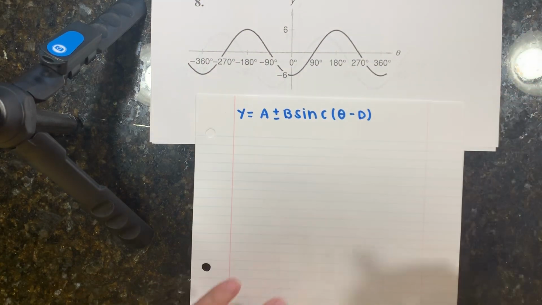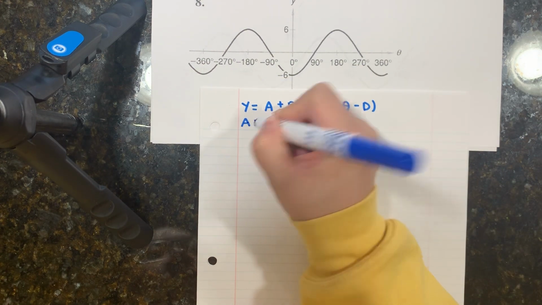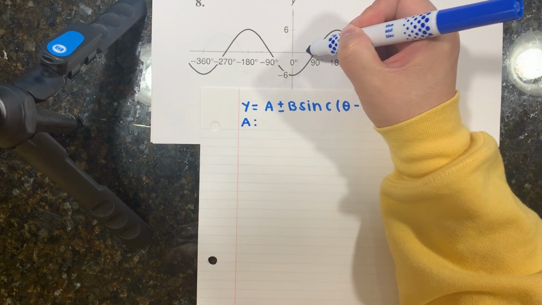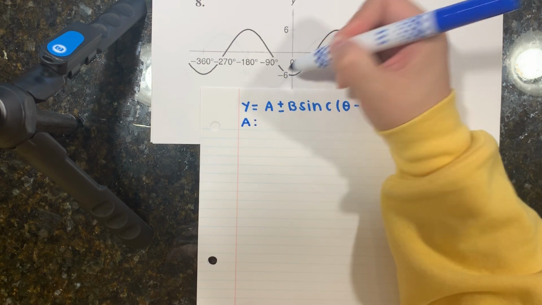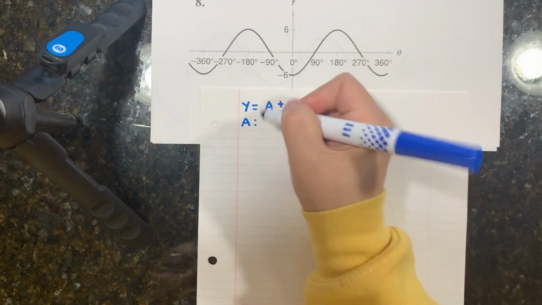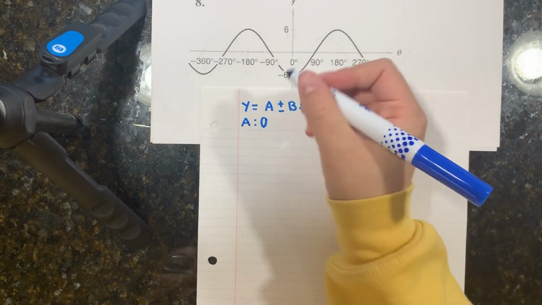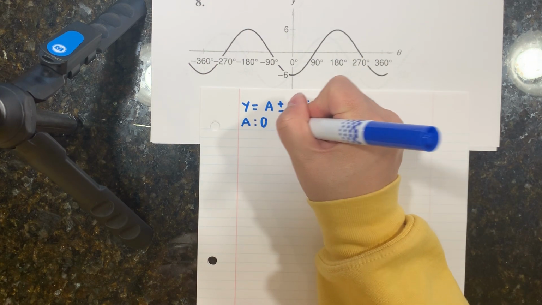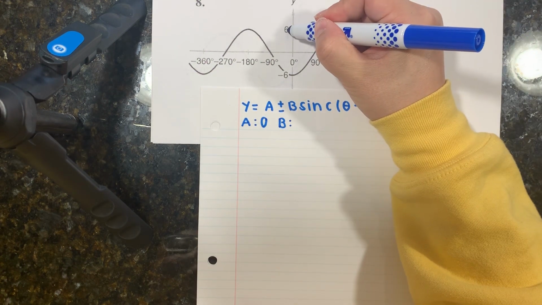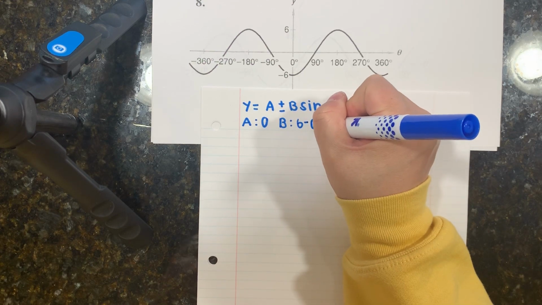I'm going to look at a, b, and c first. First, a: where is the x-axis crossing the y-axis? I see that my top is 6 and my bottom is -6. The midpoint between 6 and -6 is 0, so my a is equal to 0. Then I'm going to do my b. B is my top minus my middle. My top is 6, and I calculated that my middle is 0, so that would be 6 minus 0.